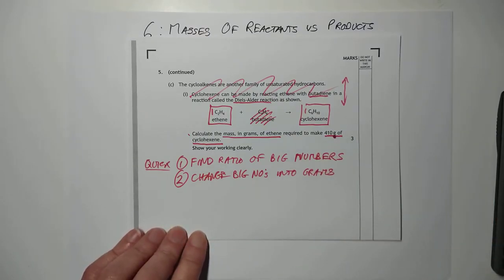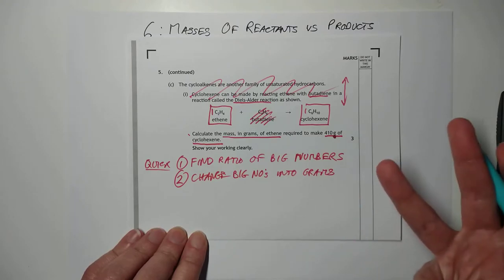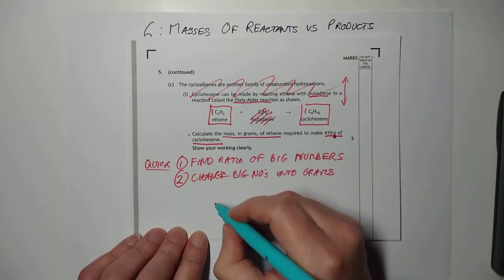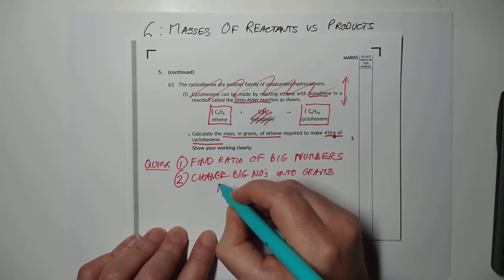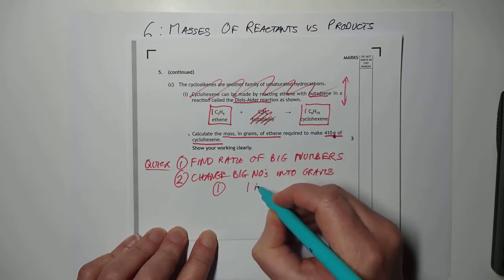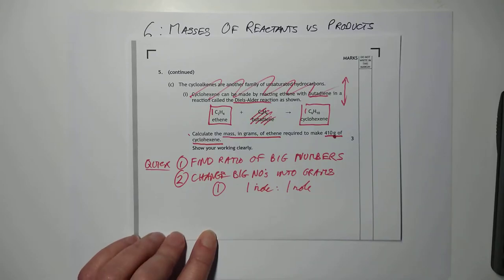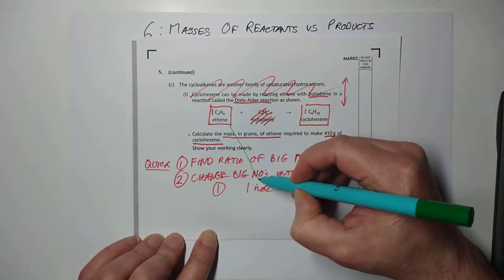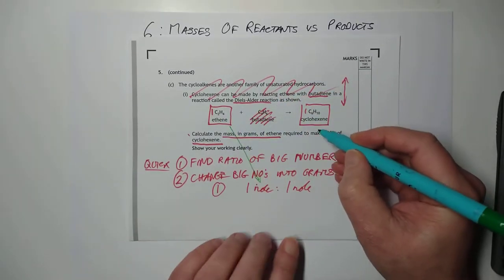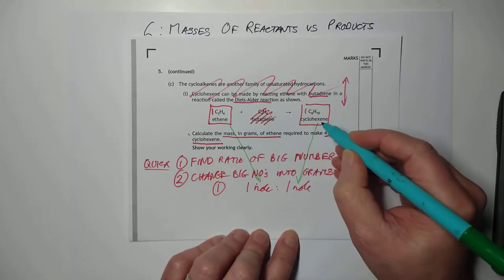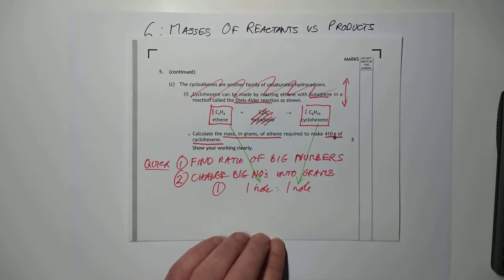So let's do that, in fact. Let's do stages 1 and 2. There's only stage 3 to go here. So stage 1, it's 1 to 1. That's actually 1 mole to 1 mole. Now, this left-hand side here is going to be for the ethene, and this right-hand side column, that's going to be cyclohexene, so we don't get mixed up.